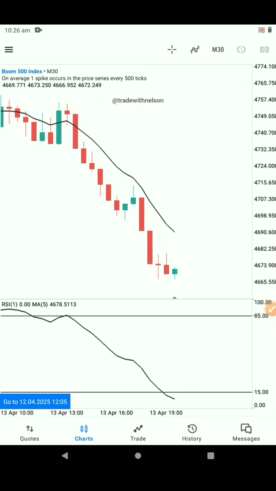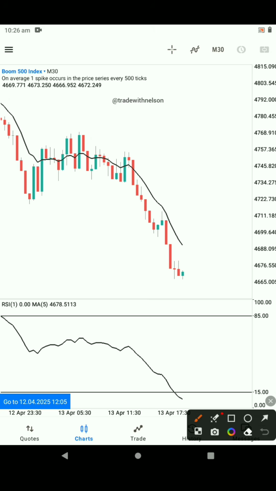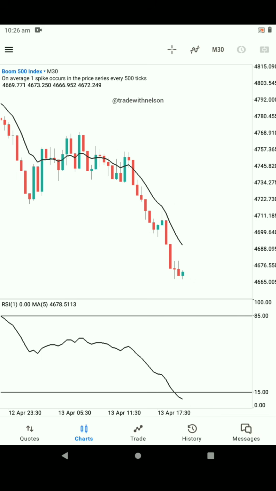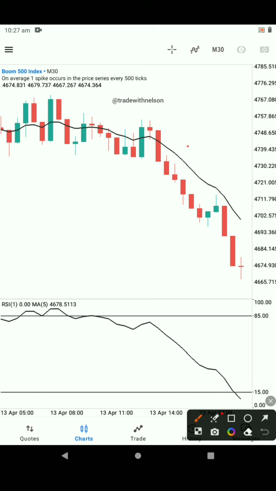On your 30 minutes time frame, what you want to pay attention to is this moving average that you see on the chart, this black line that is inside the candles. Once it goes below, you want to anticipate that the next candle we form will also be a down candle. The next candle is what we want to catch when trading this strategy.